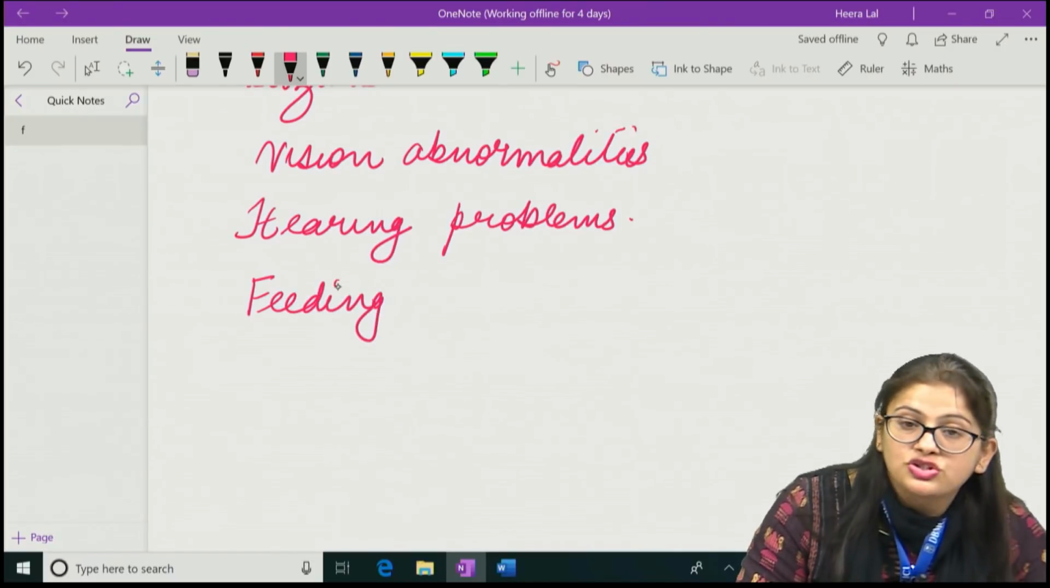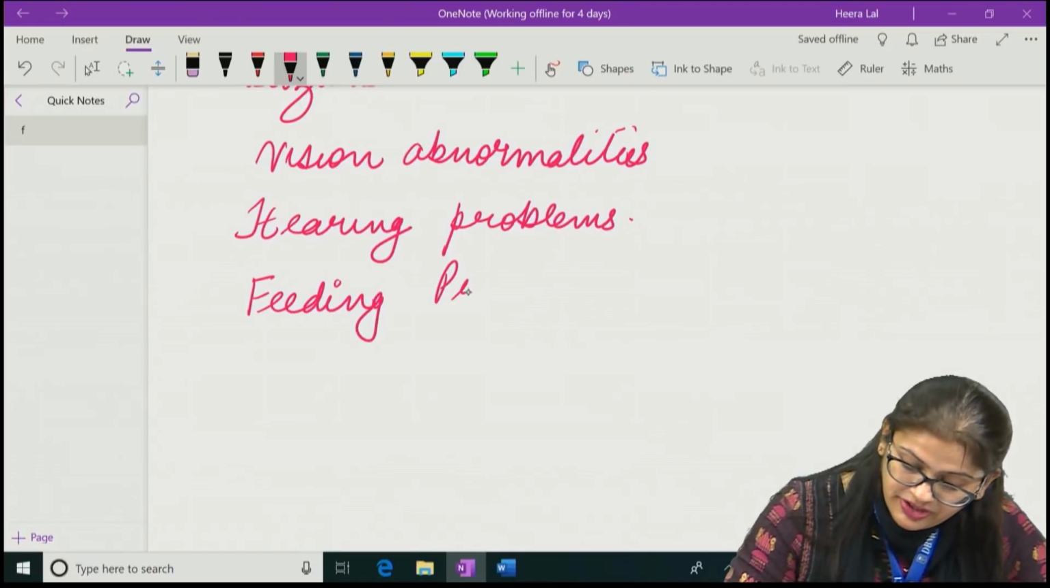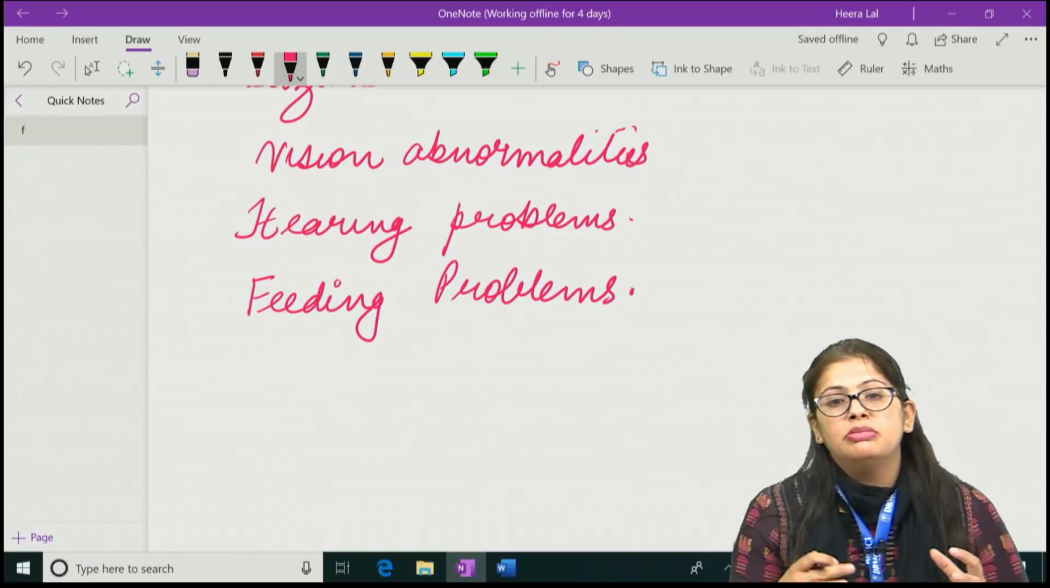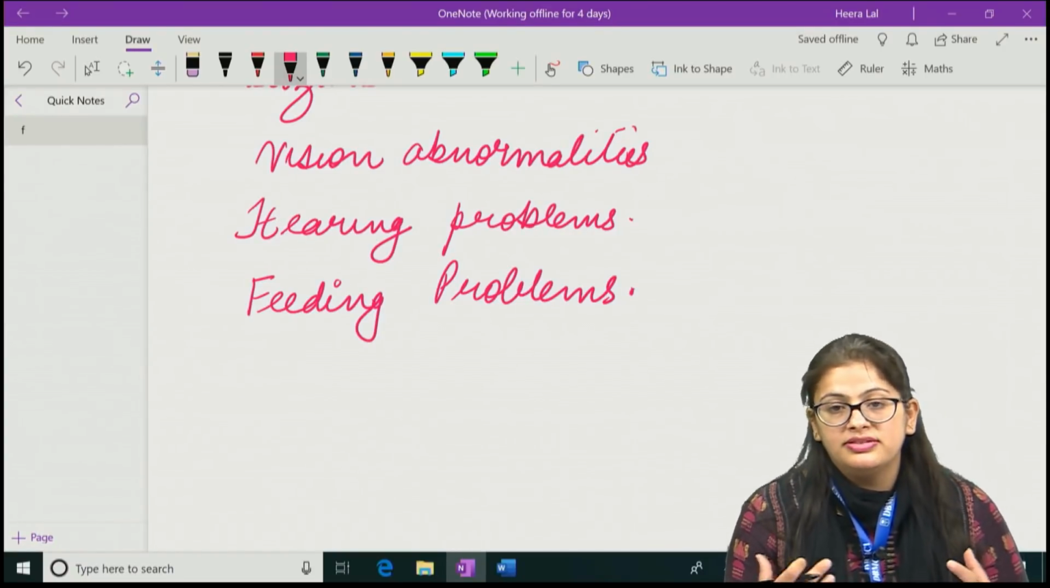They are at risk of aspirations because there is oromotor dysfunction. So they will have feeding problems. And managing these children will need a multidisciplinary approach where all these problems can be catered to at the same time.